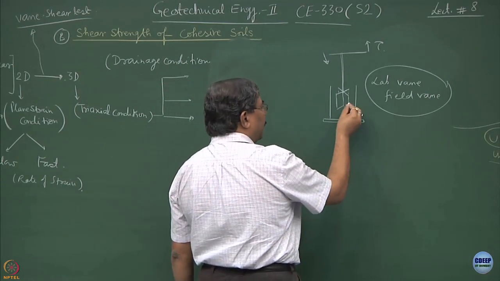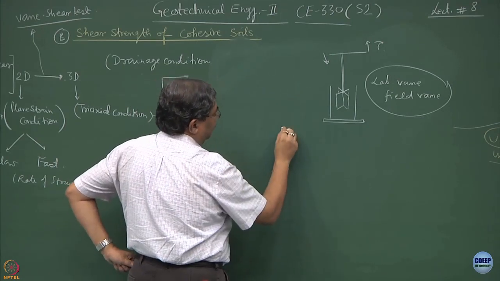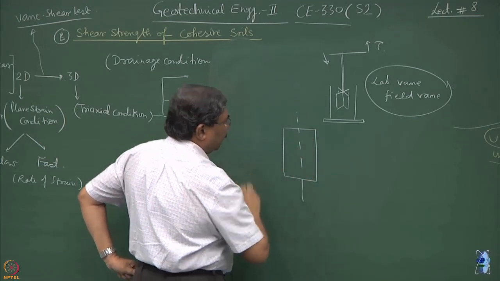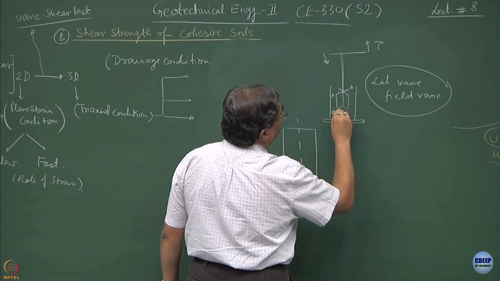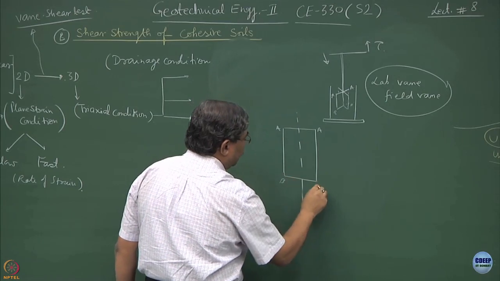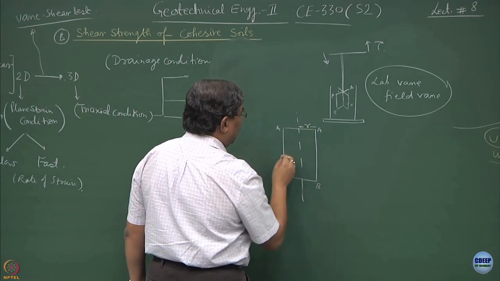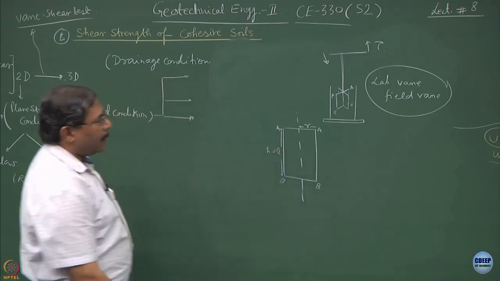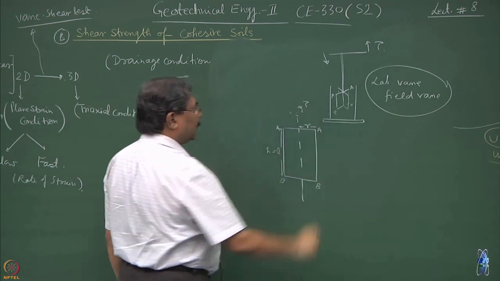If I draw the free body diagram of this type of system, this is how it looks like. This is the blade of the vane, AA and BB. Radius is R, length is L, sometimes they use H also to define this. The movement is going to occur about this axis by applying a torque.